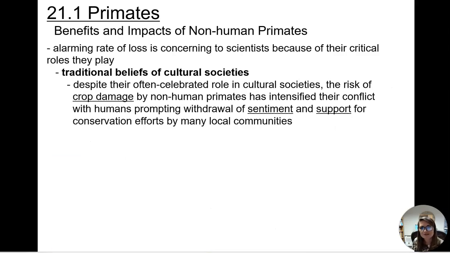So despite their often celebrated role in cultural societies, the risk of crop damage by non-human primates has intensified their conflict with humans, prompting withdrawal of sentiment and support for conservation efforts by many local communities. We have encroached in on their area. So really what's happened is they don't have a lot of room to move around. They are looking for food. They are looking to take care of, support themselves and their families. And so this is where humans and these monkeys kind of come together and they clash.